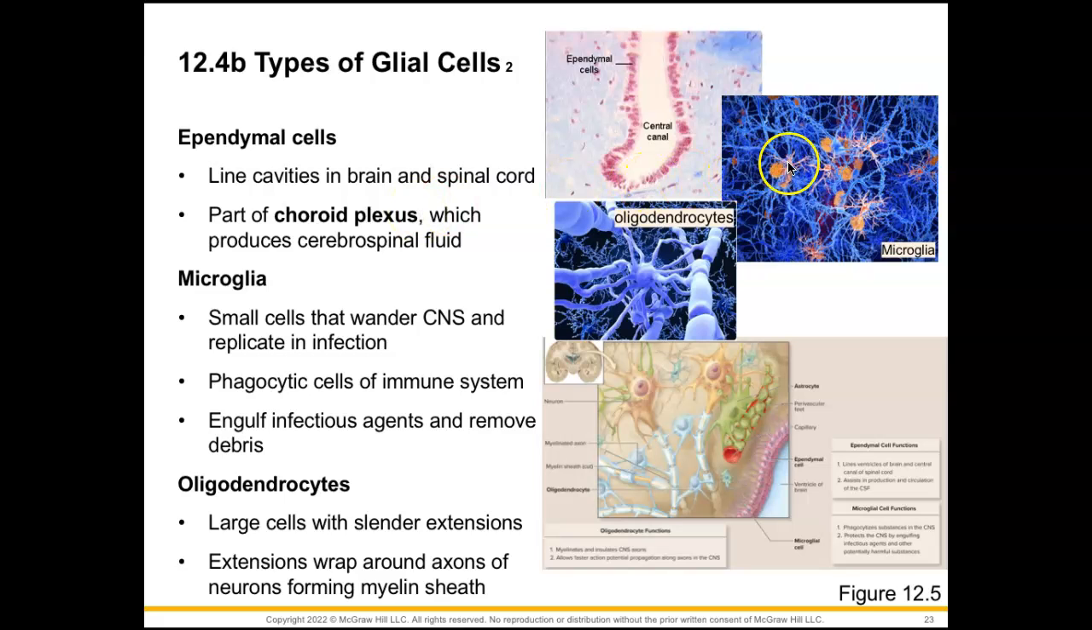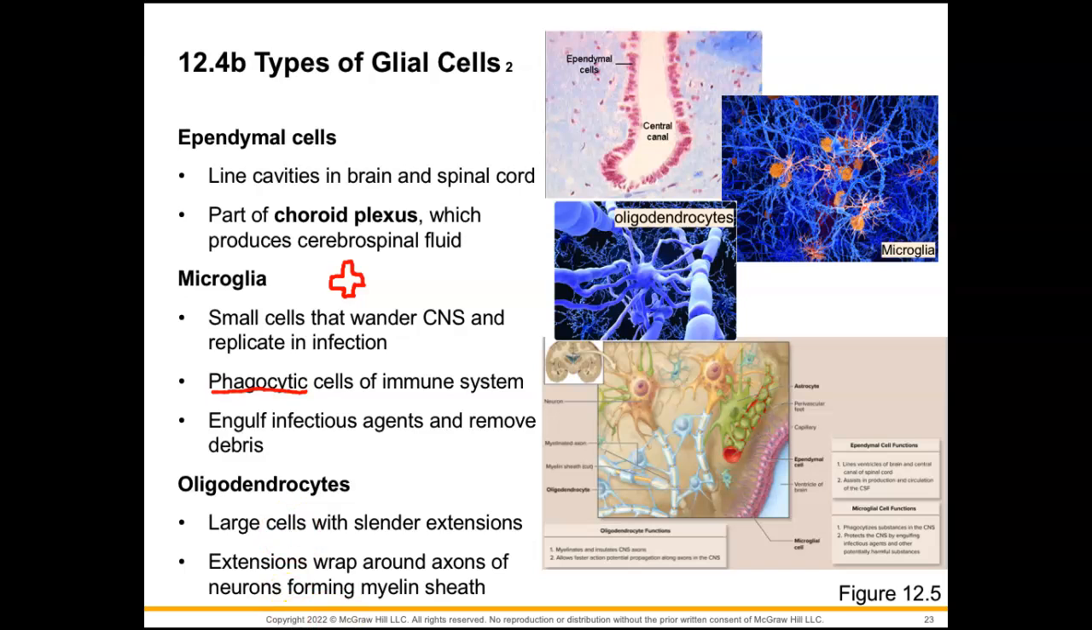And then we have our microglial cells. You see them in orange over here. I like to call these our nursing cells because their job, even though they're small, is that they wander around the central nervous system and they are going to replicate in infection. They are basically your brain's macrophages. They are going to be phagocytic cells, so they eat other bad cells, and they engulf those infectious agents and help to remove any debris.